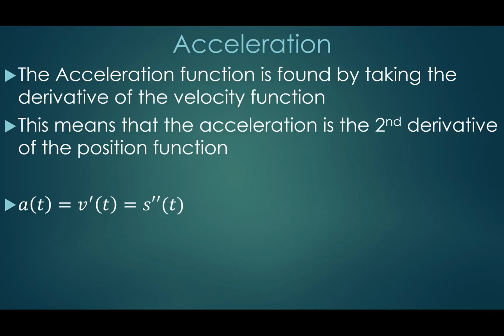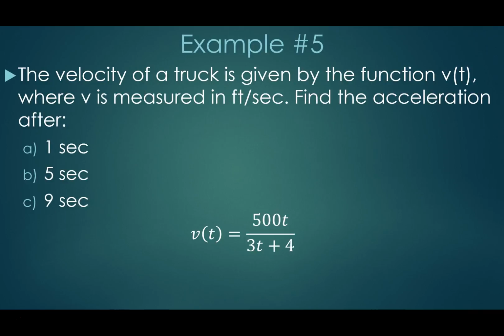So if I went back to that original problem that we talked about, the situation where you were jumping off a diving board, I could have talked about, okay, when is the acceleration 0, or when is the acceleration equal to 5, stuff like that. For this problem, though, I'm not going to be given position. We're going to just work with velocity. So we're told the velocity is given by v of t equals 500t over 3t plus 4. Now I want to find the acceleration after 1 second, 5 seconds, and 9 seconds.